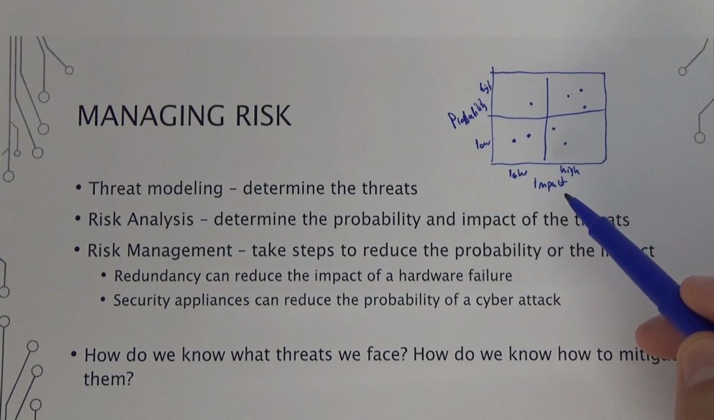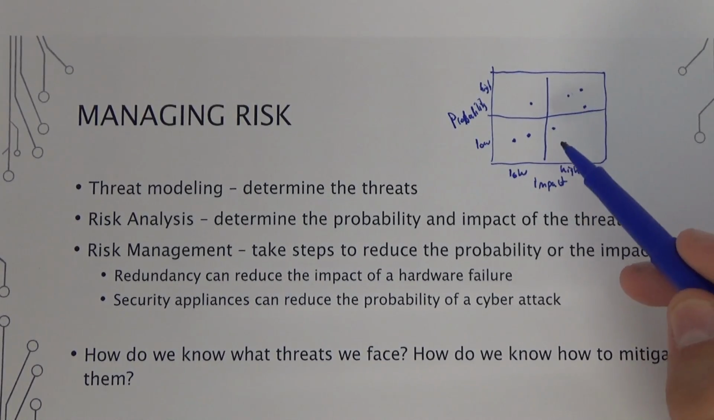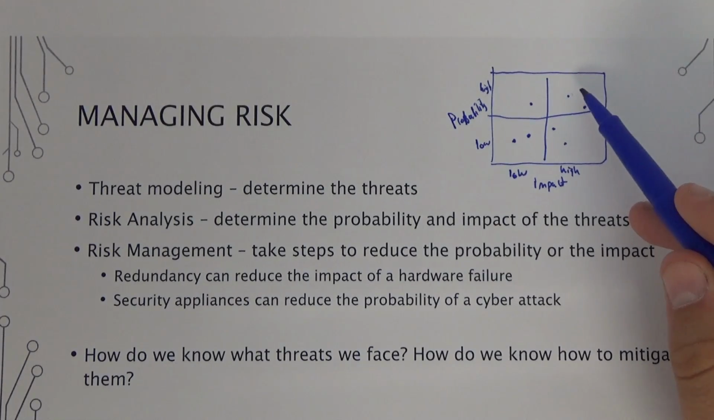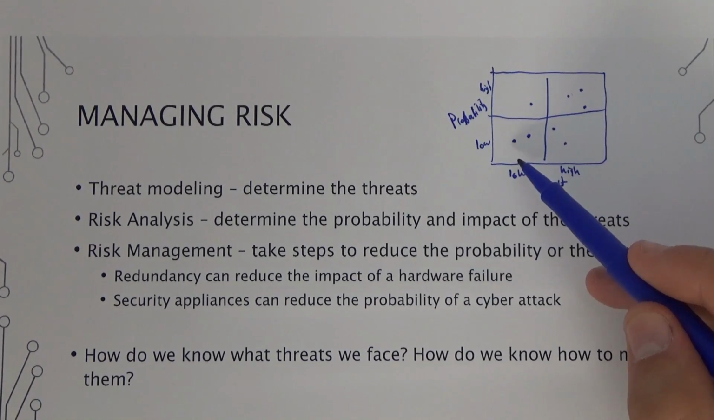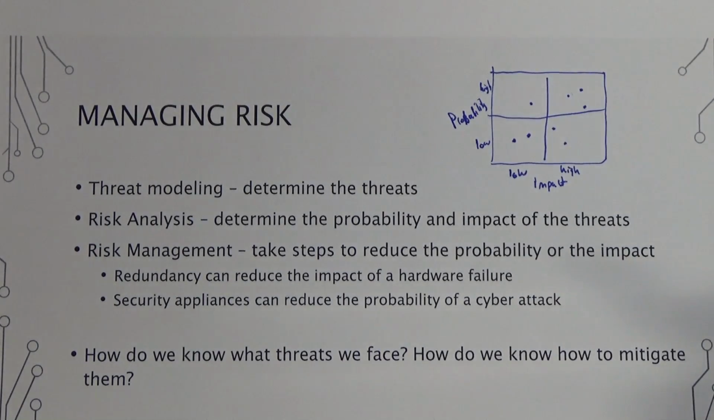For example, if we have issues in confidentiality or people using the wrong systems, simple passwords, which are free and very easy to implement, may reduce a high probability, high impact threat down into a low probability, low impact threat. The next question becomes, well, how do we know what threats we face? How do we do this threat modeling piece?